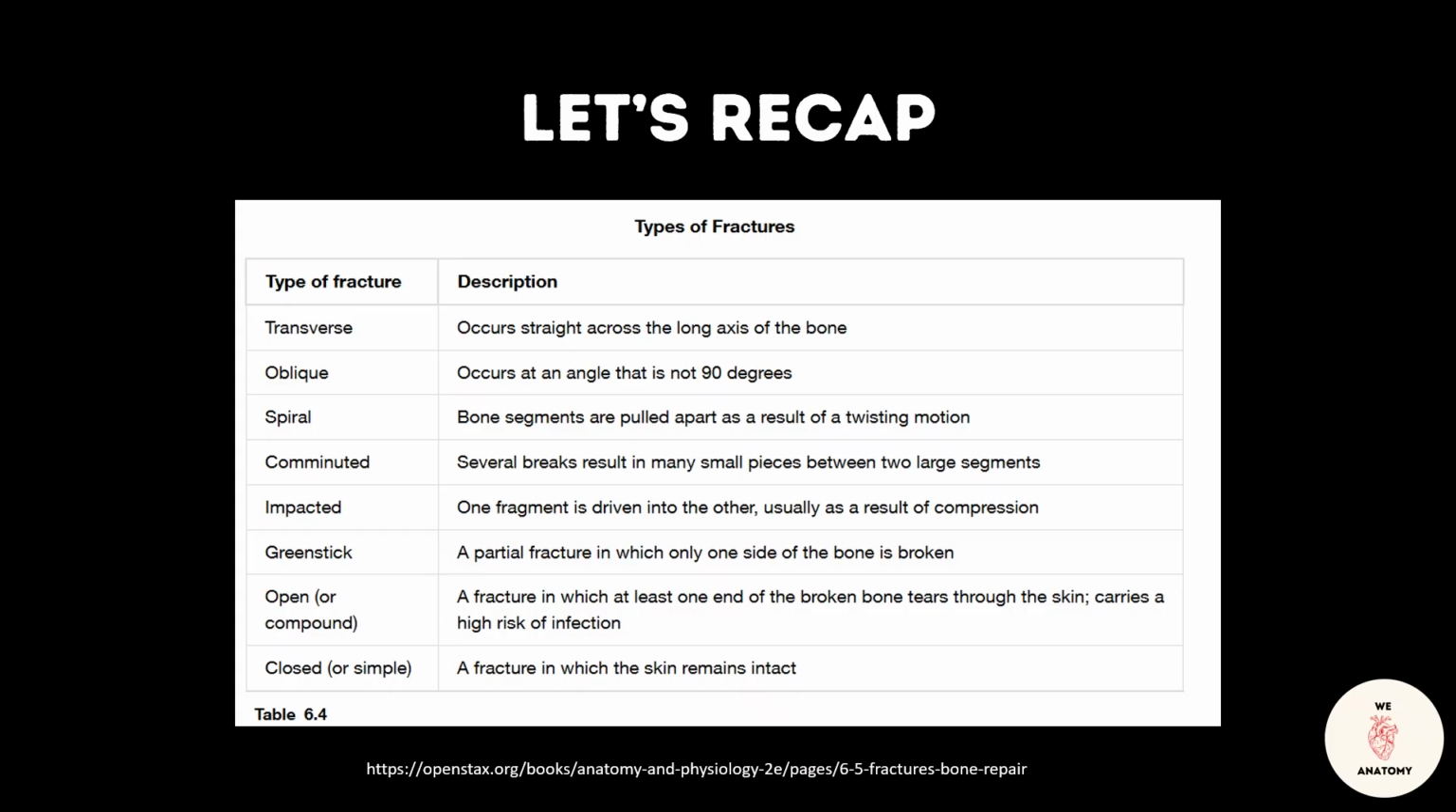An impacted fracture drives one end of the break into the other. And a green stick fracture is a partial fracture where only one side of the bone breaks. Last, an open fracture or compound fracture results in the bone protruding out of the skin, while a closed or simple fracture leaves the bone remnants contained within the intact skin.